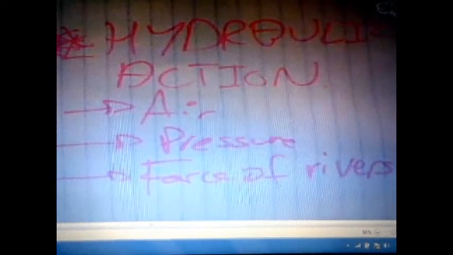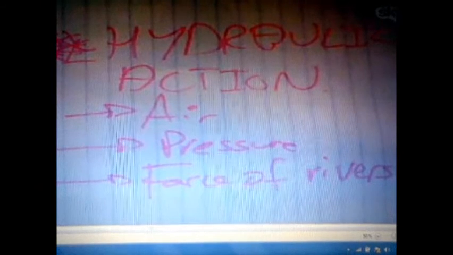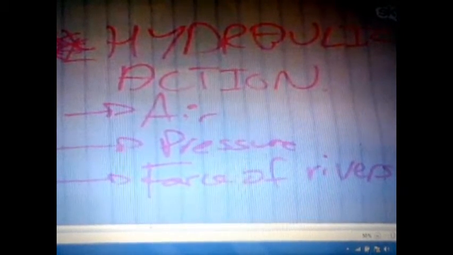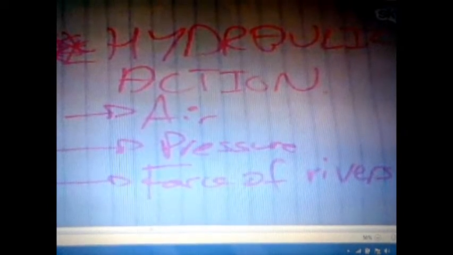Hydraulic action is an erosive process that usually occurs when the motion of water or the wave acts against the rock. This is called mechanical weathering. This usually occurs in banks, and it can cause air to be trapped in cracks. The pressure differential weakens the banks and gradually wears it away.